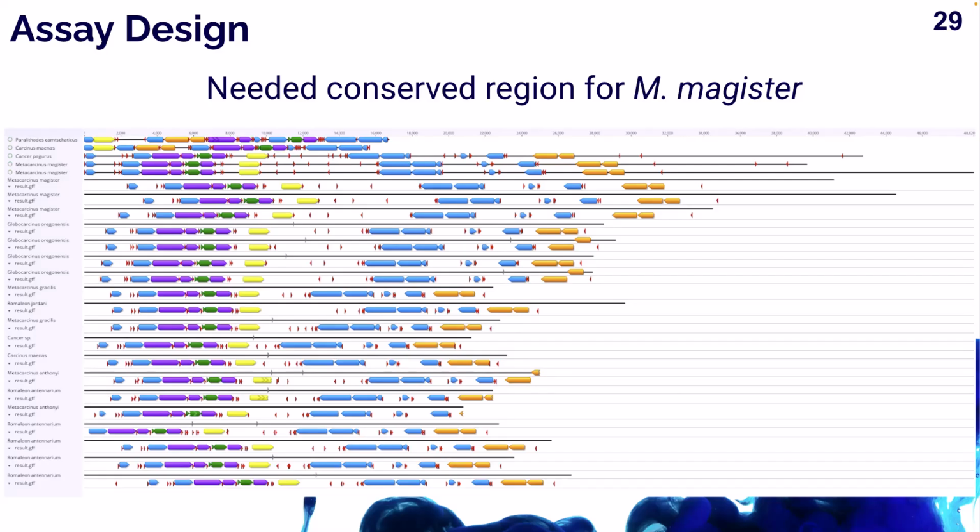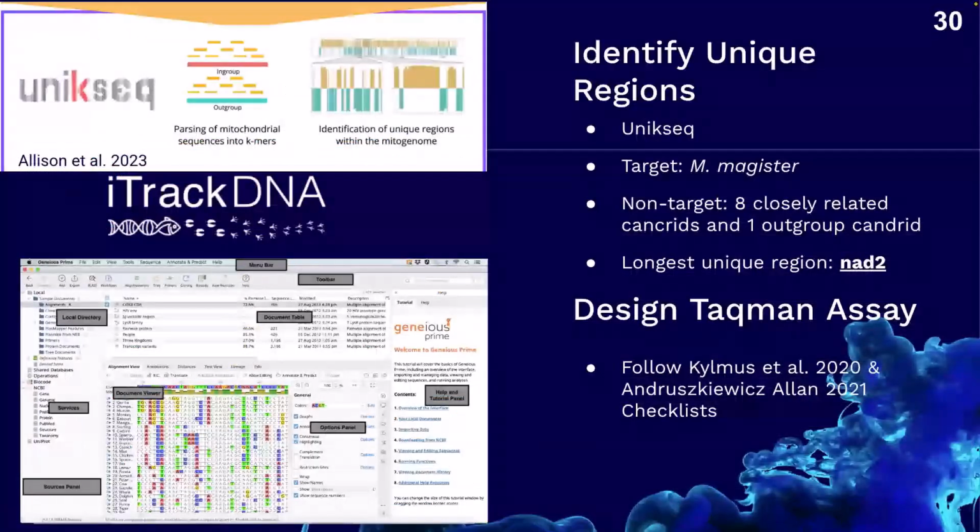So just to save ourselves the time, we generated these mitogenomes so that we could look at some of these other regions to find a specific region that is conserved for Dungeness crab and least likely to get that cross amplification between the other species. So with those mitochondrial genomes, we used UniqueSeq to find a region that targets Dungeness crab and does not target the other 8 closely related cancrids with that one outgroup cancrid. And our longest unique region was found to be the ND2 region, which is not commonly sequenced, especially for cancrids.